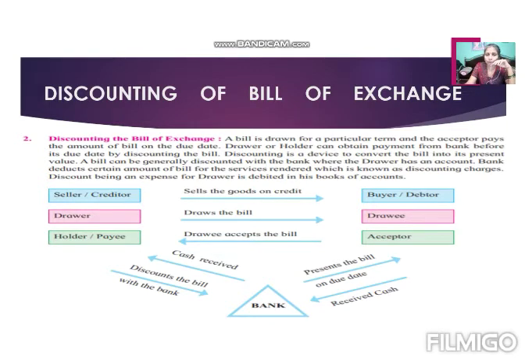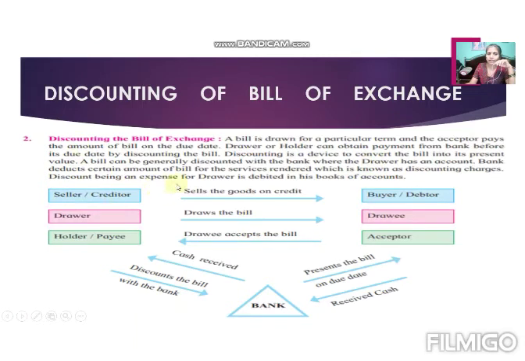At that time, the drawer or the holder can obtain payment from the bank before its due date by discounting the bill. Discounting the bill means what? Discounting is a device to convert the bill into its present value. A bill can generally be discounted with the bank where the drawer has an account. Naturally, the bank must know the customer whose bill is going to be discounted. So you have to ask for the payment only from the bank where you have an account.